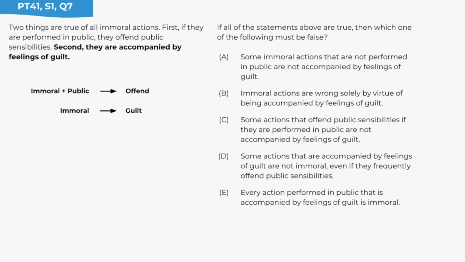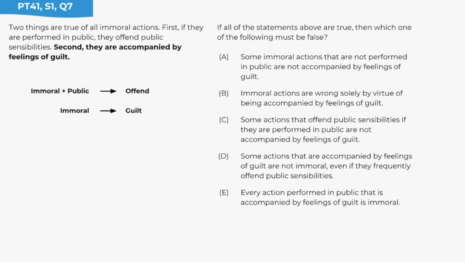While these two statements don't necessarily connect together, we can use them to anticipate what an answer might sound like. To contradict the first relationship, we would look for an answer choice talking about an immoral action that's performed in public, but that does not offend public sensibilities. To contradict the second statement, we're looking for an action that is immoral, but not accompanied by feelings of guilt. Now that we know how to contradict either of these two statements, let's see if we can find one of those in the answer choices.